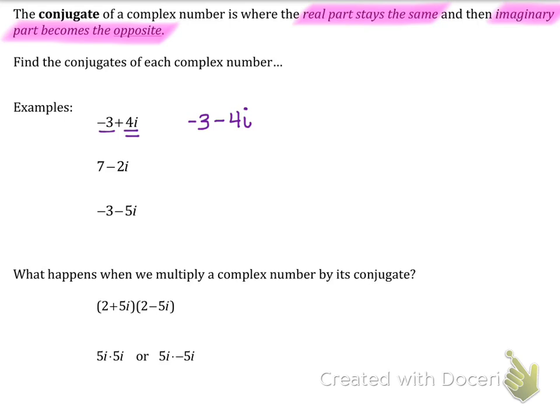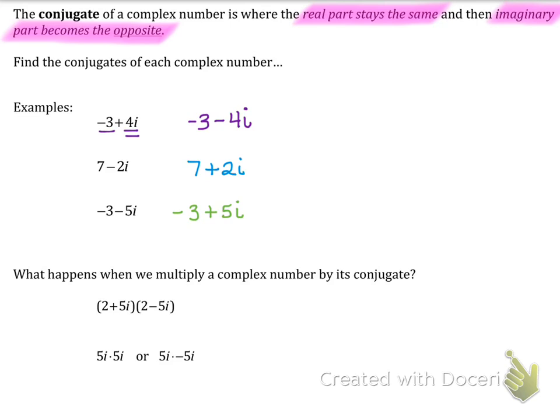For the next one, 7 stays the same, that's our real part. Minus 2i is our imaginary, so now it's going to turn into plus 2i. Negative 3 is our real part in the third example. Minus 5i is going to become plus 5i. Notice how only one part, the imaginary part, changes. The rest stays the same.